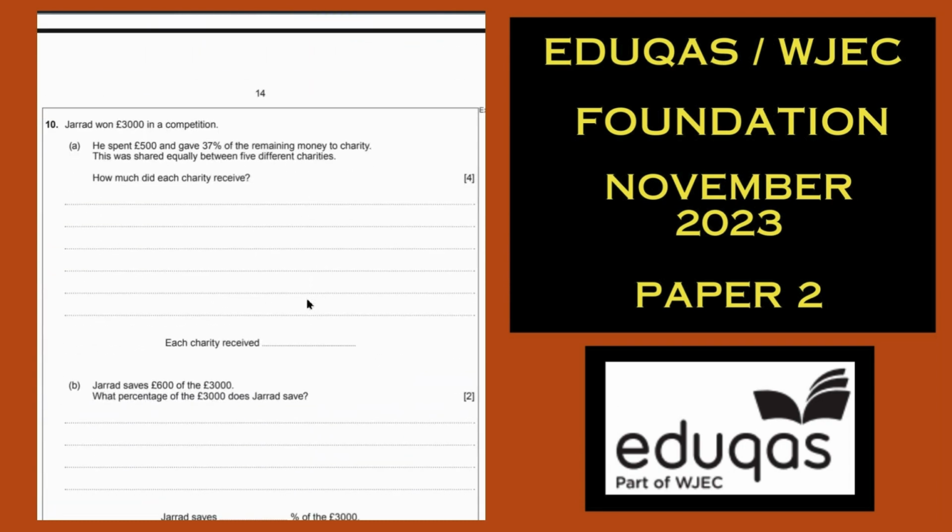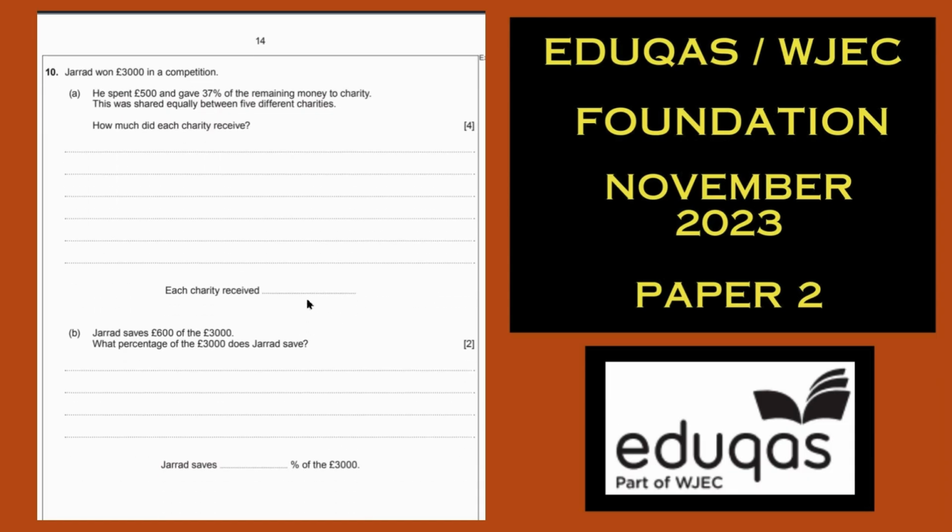There we go. Jared won 3,000. We're starting to get first proper wordy question, but one thing at a time. He won 3,000. He spent 500. Stop. That means he's down to £2,500 and gave 37% of. Percent means out of 100. Of means times his 2,500 remaining pounds.